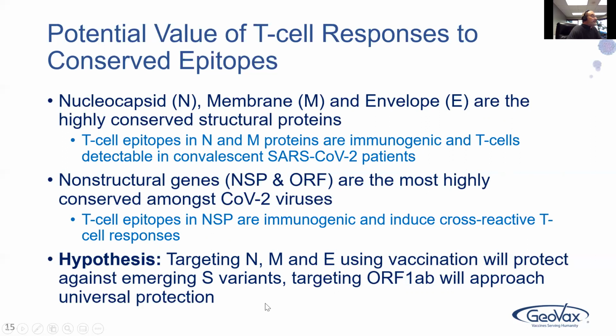So the hypothesis here when designing a vaccine is that targeting the N, M, and E proteins using vaccines is more likely to protect against emerging S variants as the pandemic continues. And if we can expand the T cell response so that we're also targeting open reading frame 1A and 1B non-structural proteins, we'll approach the level of universal coronavirus protection.